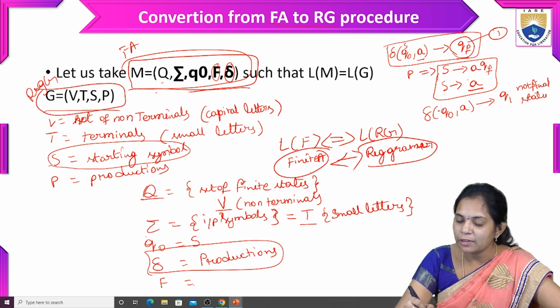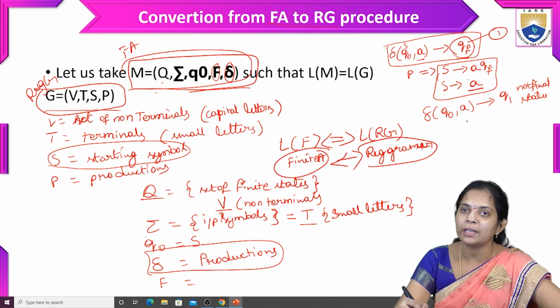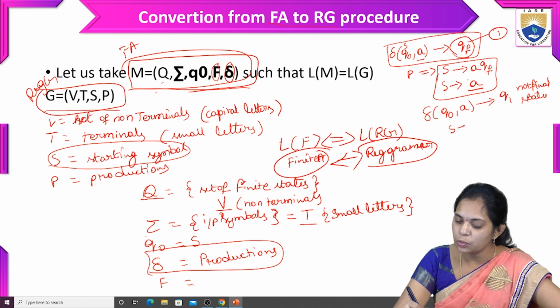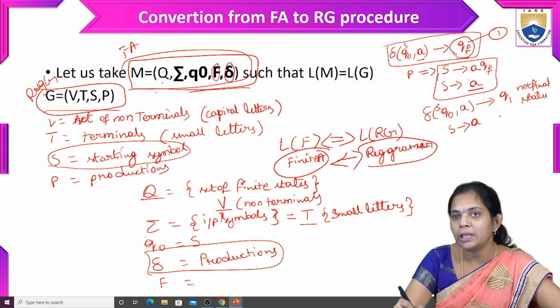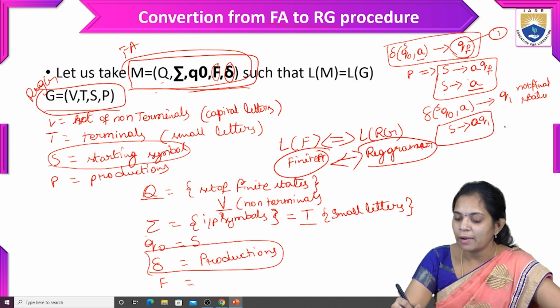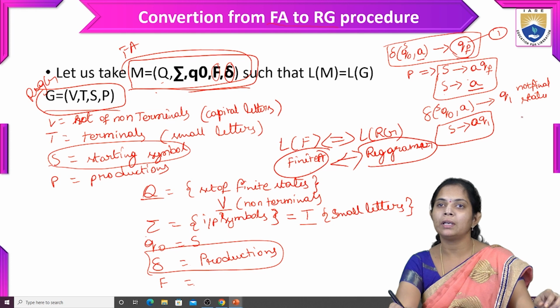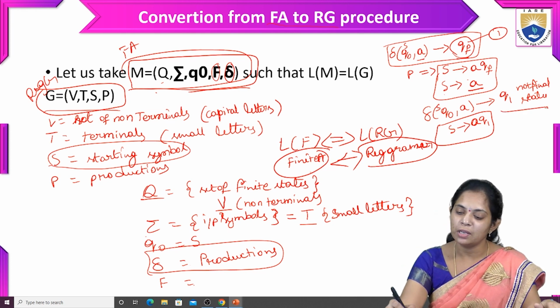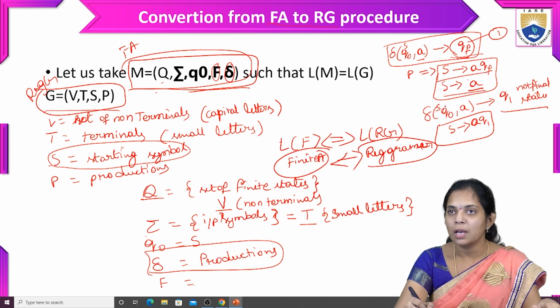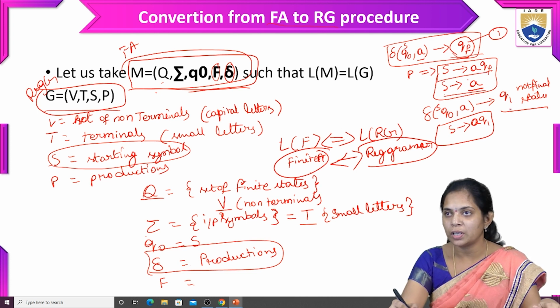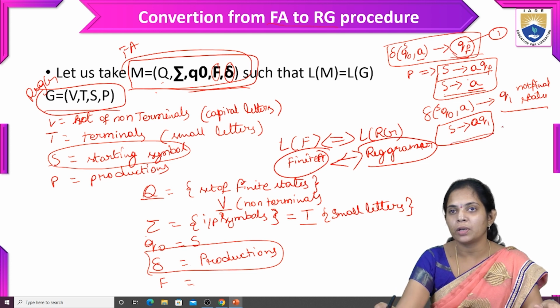So when this kind of situation occurs in the finite automata, we have to write the production rules. S tends to A, so this is the S starting state and S tends to A. When we are giving the A as an input symbol, it is reaching the state Q1. So we have to write the terminal when the state is not a final state. When it is a final state, we have to write two productions, and when it is not a final state, we have to write one production.